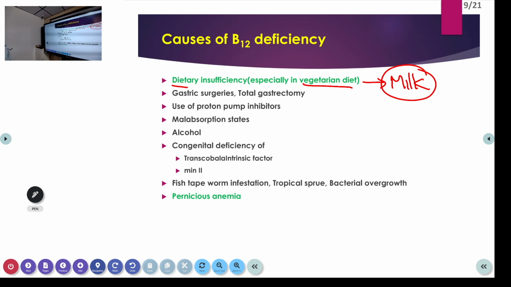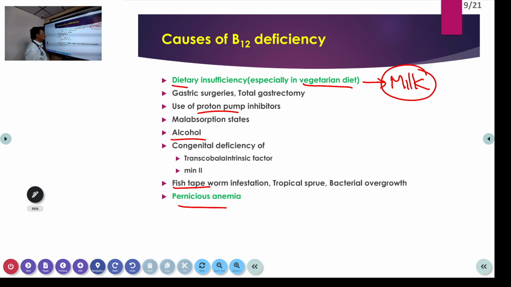Then gastric surgeries, total gastrectomy, so absorption will be reduced. Proton pump inhibitors, their chronic use, can reduce the absorption of B12. Malabsorption states, including infections, chronic alcoholism, then fish tapeworm infestation.